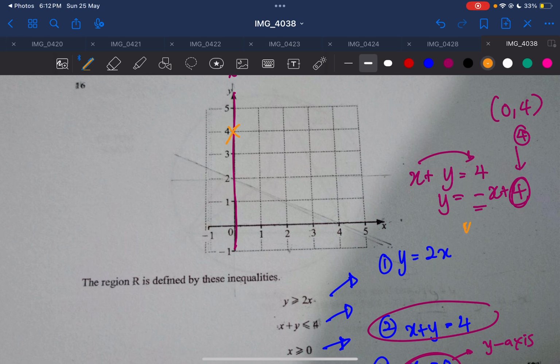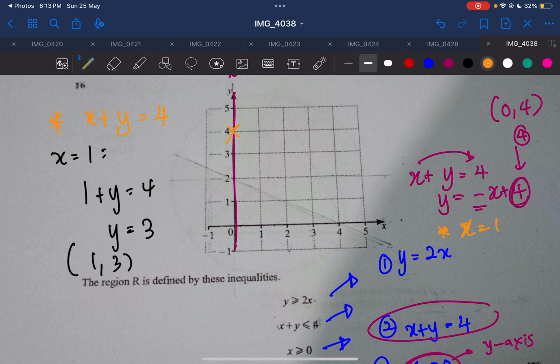Just a random number, probably I choose x equals to 1. So if I choose x equals to 1, I put it in here. So I have x plus y equal to 4. And then if I choose x equals to 1, that means it should give me 1 plus y equal to 4. So y equal to 3. Okay, so that means now I have another coordinate 1, 3. So I'm going to label that on the diagram. 1, 3 will be somewhere here. And then I'm going to draw the straight line to connect those two coordinates. Okay, so I will have that.